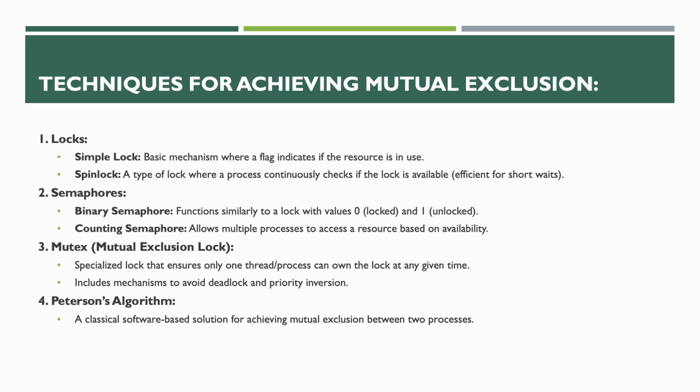Okay, third is mutex, mutual exclusion lock. A mutex is a specialized lock that ensures only one process or thread can access a resource at a time. Unlike a simple lock, a mutex includes mechanisms to prevent deadlock and priority inversion. For example, a printer queue where multiple users submit print jobs but only one job is processed at a time.